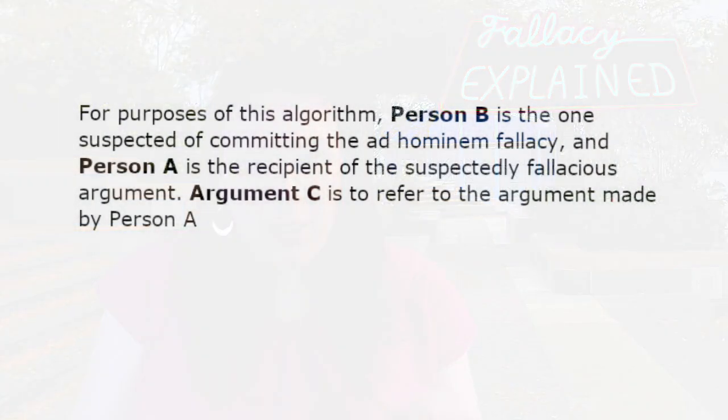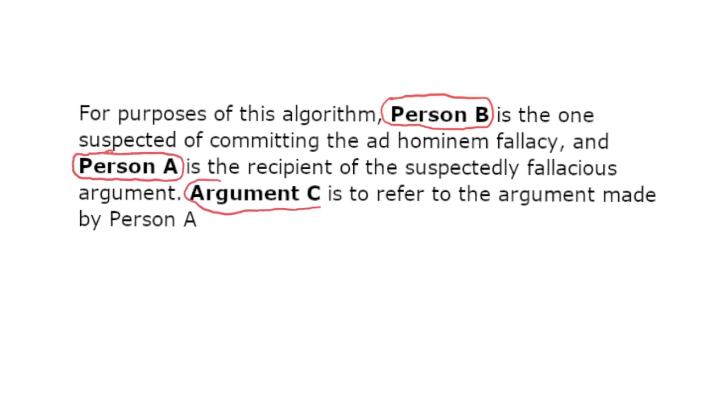Now, before we get into the actual steps of the algorithm, we first have to define the labels that this algorithm uses as shorthand. The labels used in this particular algorithm are person A, person B, and argument C. Person B is the one who is suspected of having committed the ad hominem fallacy by attacking a personal characteristic of another entity, which we label here as person A. Argument C is the argument or claim that was made by person A that supposedly prompted person B's ad hominem attack. With that out of the way, on to the steps.